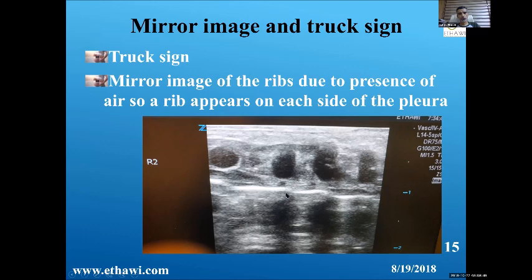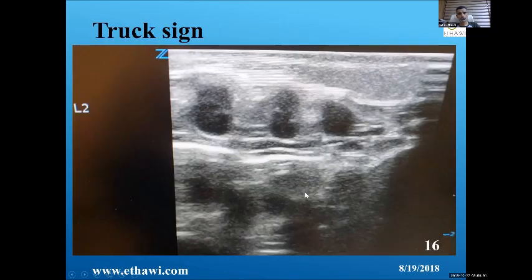When there is pneumothorax, there is a mirror image of the ribs, and this is a big view. Whenever there is a mirror image of anything, there is air. When there is air in the pleura, it causes a mirror image, because when the beam of the ultrasound reaches the pleura and after that there is air, it thinks somebody asked the image to be repeated. So it starts to repeat these images of the ribs here, and it looks like a truck. Another truck sign.